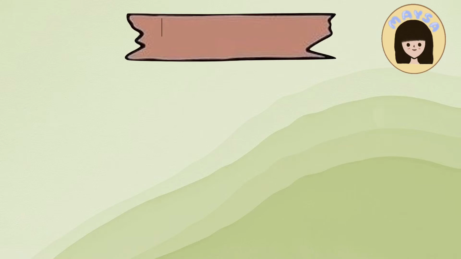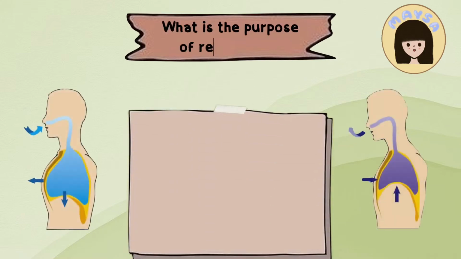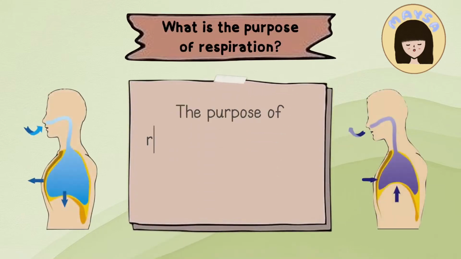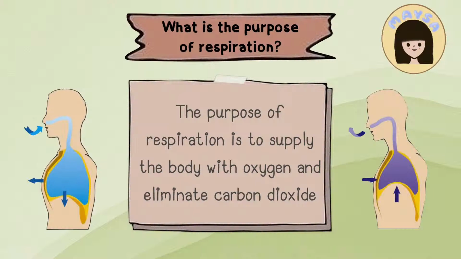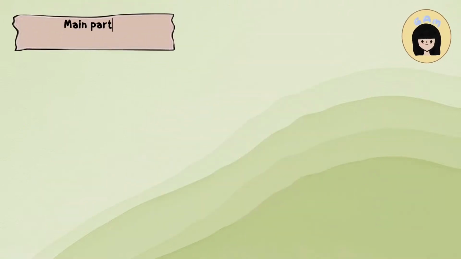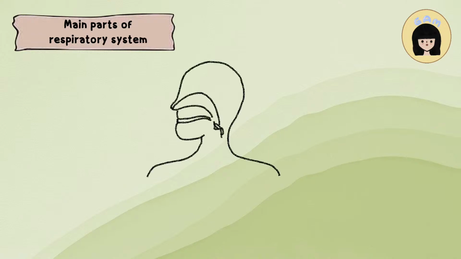Now let's move on to the purpose of respiration. The purpose of respiration is to supply the body with oxygen and eliminate carbon dioxide. I'd like to talk about the main parts of the respiratory system and their functions.